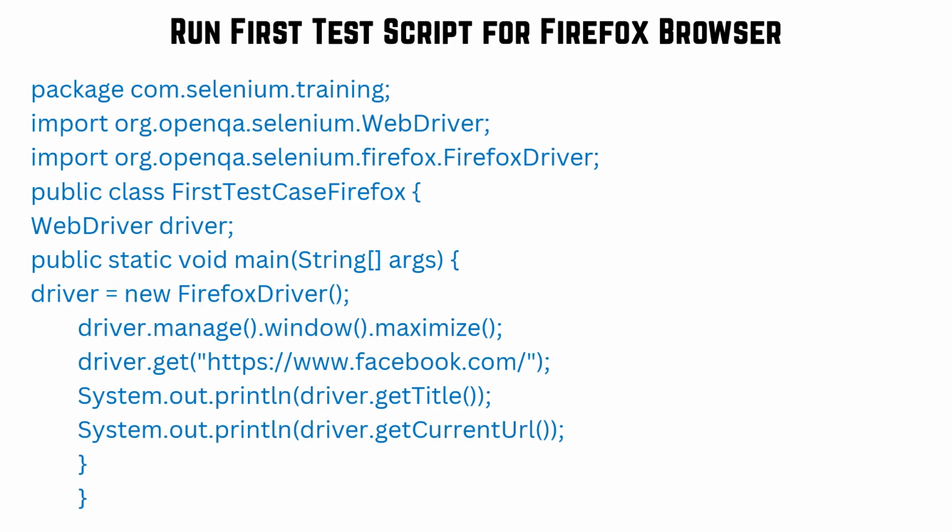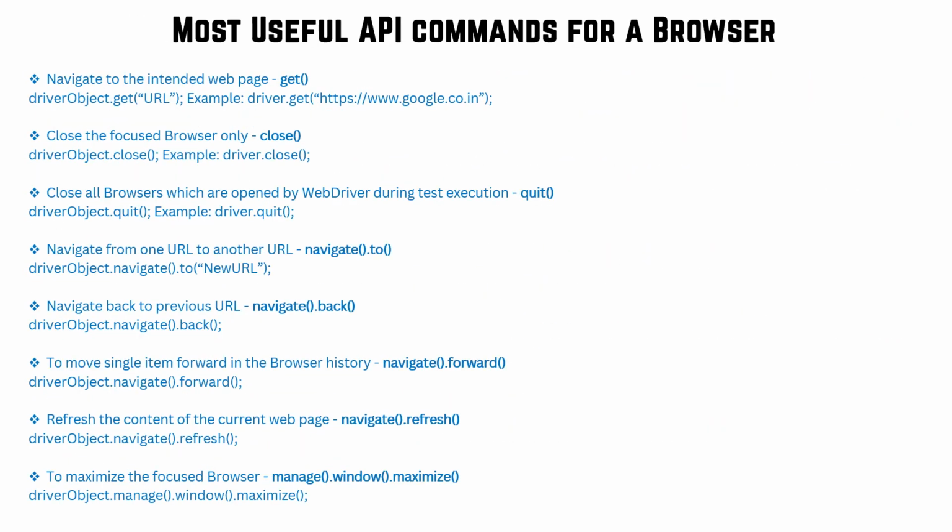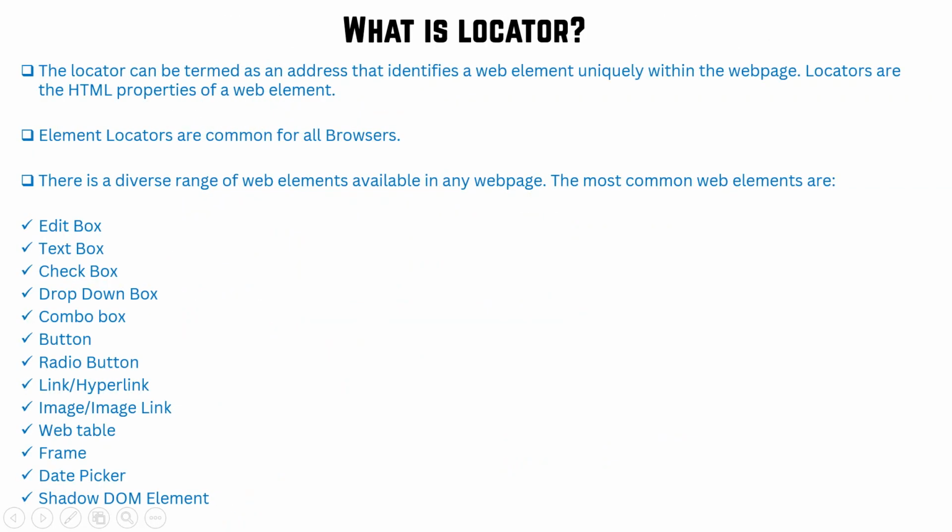So you can create an object or instance of the WebDriver interface using any of the drivers. You can maximize the window, and call the get method to load a page. You can get the title and the current URL of the page as well. Okay, you can get the page source. You can close the browser, or quit all the browsers opened by the WebDriver. You can navigate to a page, navigate back, navigate forward, and refresh the page. And then last is the locators.